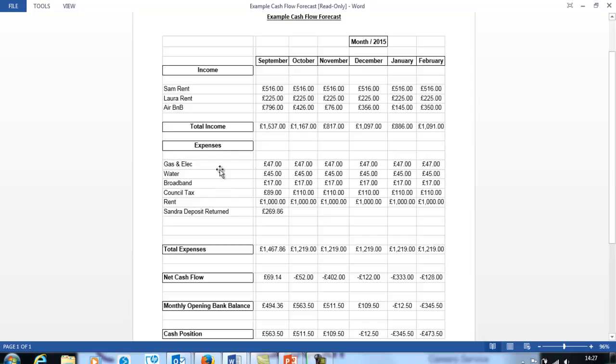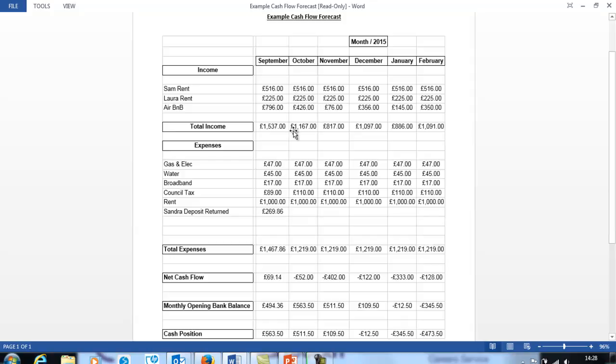Then beneath the income, you've got expenses. So here you list all the expenses that are going to come out of the household. Sam and Laura will say, okay, so we have to pay gas and electricity every month. This is how much it is. Oh, our water costs this much, and so on. And then what's really handy about doing a cash flow forecast is you can add in unusual payments that only happen once off. So you can add in a row here, and in the month of September 2015, we can see that there's a payment to Sandra, but it doesn't get added in these other columns here.